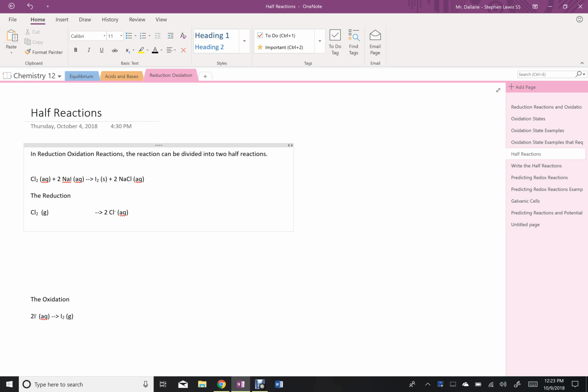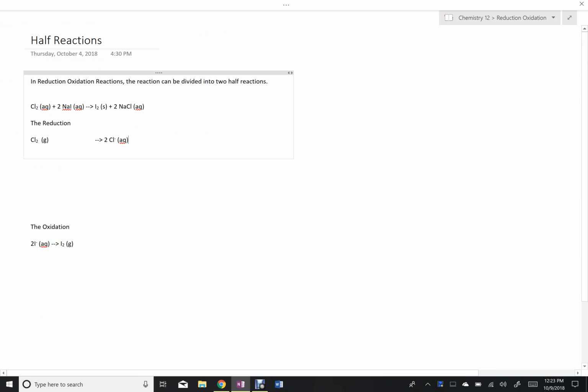In reduction oxidation reactions, we have a reduction and an oxidation. And sometimes we divide these out from the overall reaction and we write them as two half reactions. So let's take this overall reduction oxidation reaction, chlorine gas plus sodium iodide going to iodine plus sodium chloride.